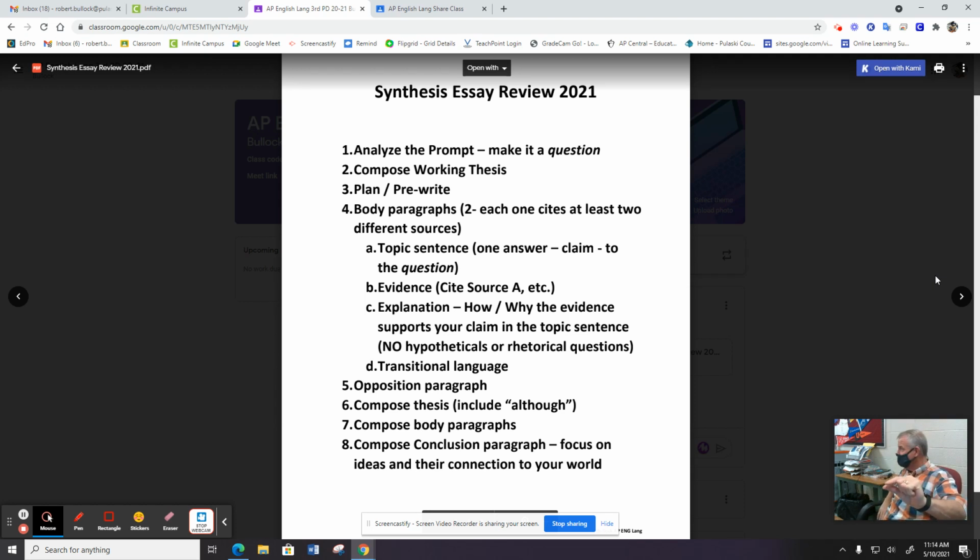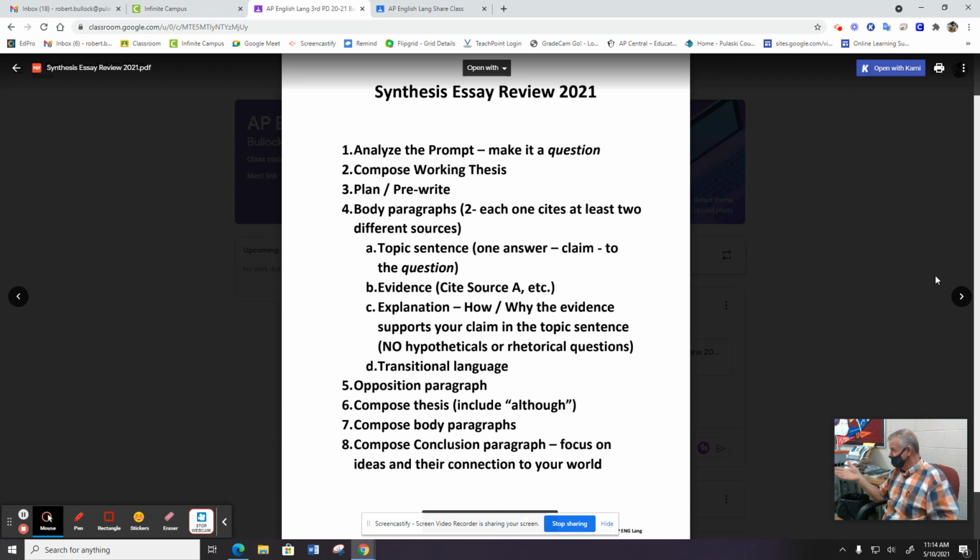You look at the prompt. I know something I forgot to put in there. Look at the prompt, compose a working thesis, then you can do what? It's not on here, I left it off. Read the sources, right? Read the sources. I need to go back and fix that, but anyway. But you don't read the sources until you've already analyzed the prompt and created your own working thesis.